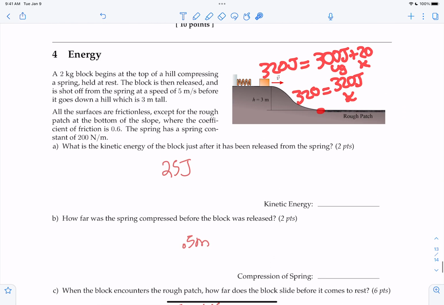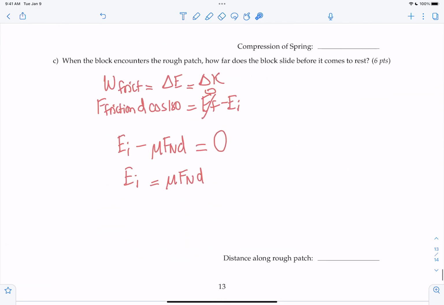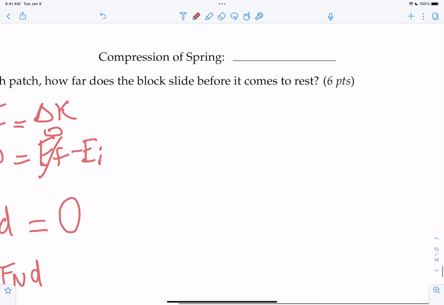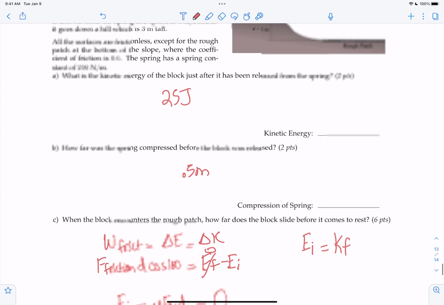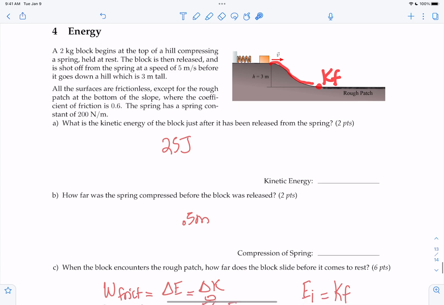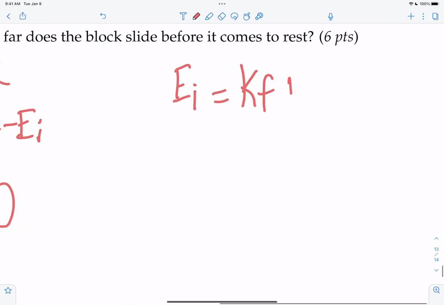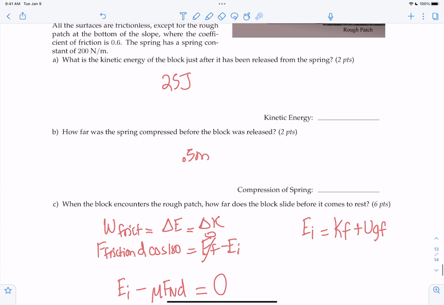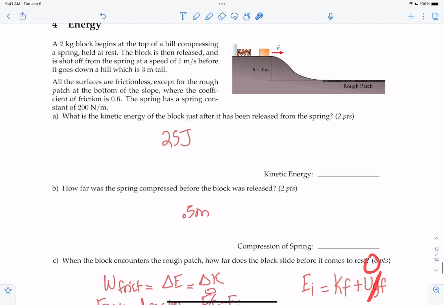So the key here is to figure out what the initial energy is at the bottom. And that initial at the bottom was equal to our final from that first segment. This first segment here, this is our KF technically, plus UGF. This UGF, we know that it was 0 because you're at the bottom of the hill here.